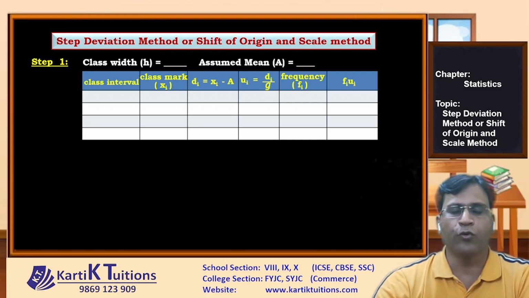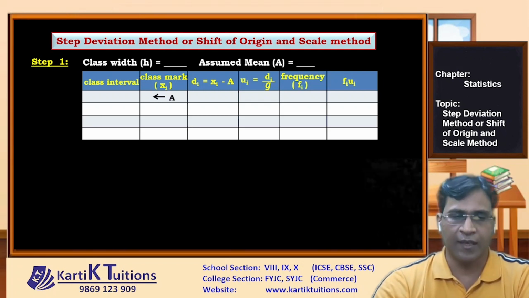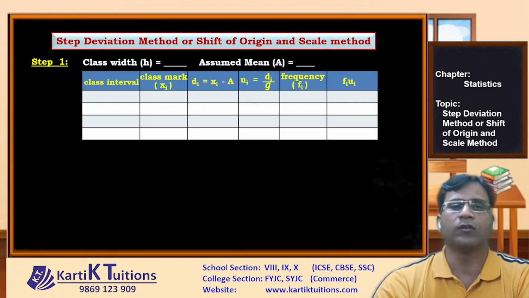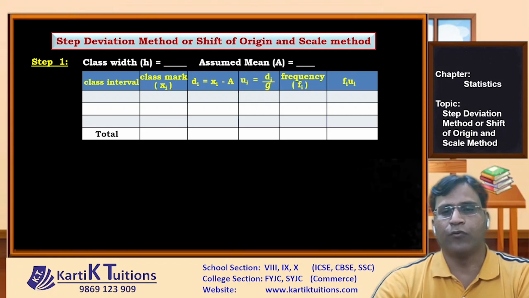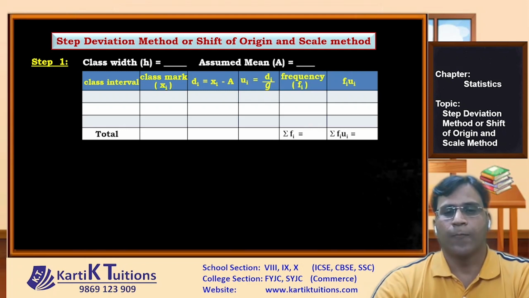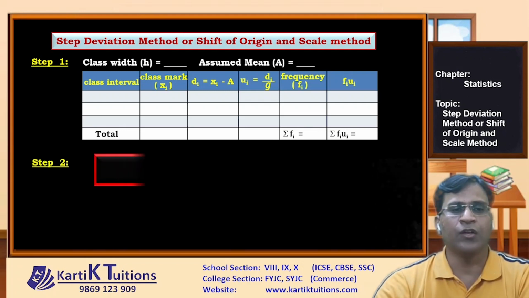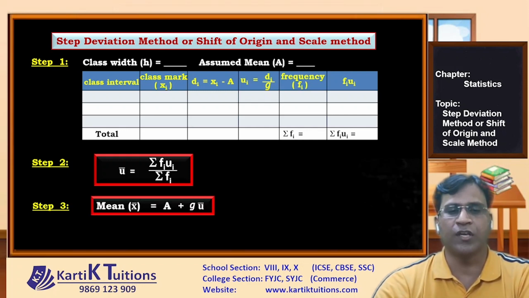In my last video also we had discussed how to get the assumed mean for the sum. Now you can take any value from the class mark column as your assumed mean. For example, you can take the first class mark as A, or the second class mark as A, or the third class mark value as A. Then you need to find the total of summation of fi, that is frequency, and summation of fi ui. Now after this you need to find the mean u. Mean u is nothing else but summation of fi ui upon summation of fi. And the last step, to get the mean value, the formula is a plus g into mean u.